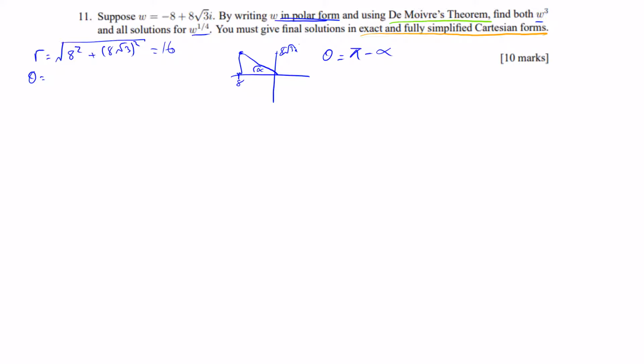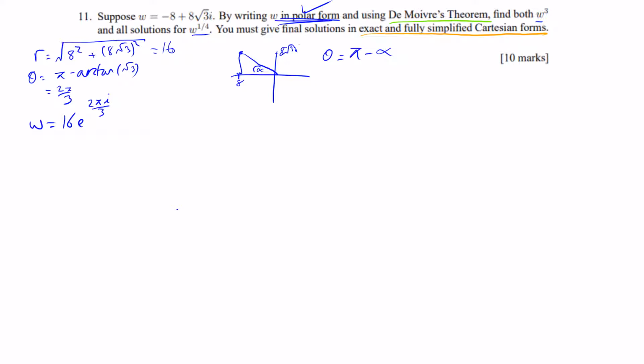So alpha here is the arctan of 8 root 3 divided by 8, so root 3. So theta equals pi minus the arctan root 3. So theta is 2 pi by 3. Now we can write w in polar form, which is 16 e to the 2 pi i by 3. So we've done that bit.